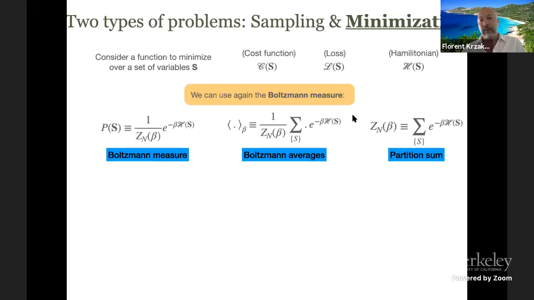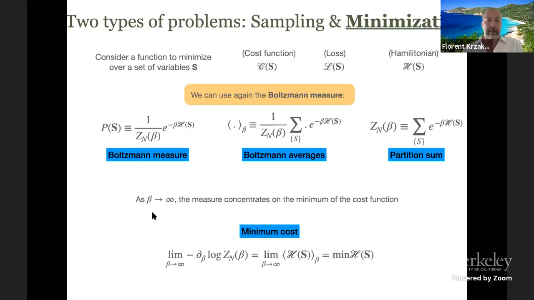And the way this is done, we can use again the Boltzmann measure. We can write the probability distribution, the Boltzmann measure, of exponential minus beta H, or beta C, or beta L if you want to use the loss. We have still the same Boltzmann averages, the same partition sum. But now you realize that as beta goes to infinity, the probability measure will concentrate on the minimum of the cost function, if it is well defined. So using beta, which physicists call the inverse temperature, this allows you to probe different problems. Finite beta means sampling, and infinite beta means looking at extremizations, the minimum.